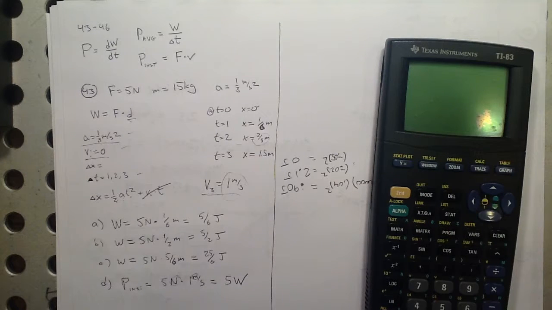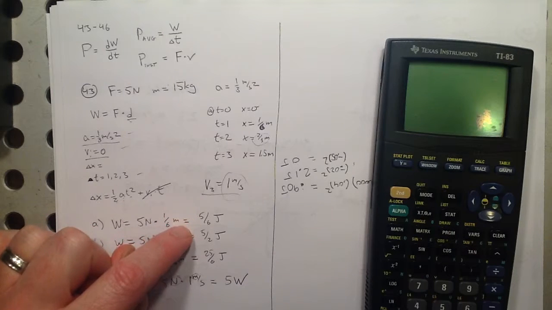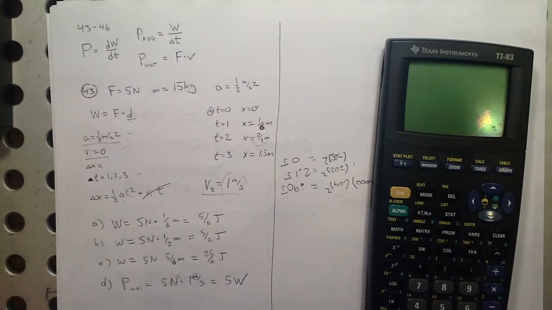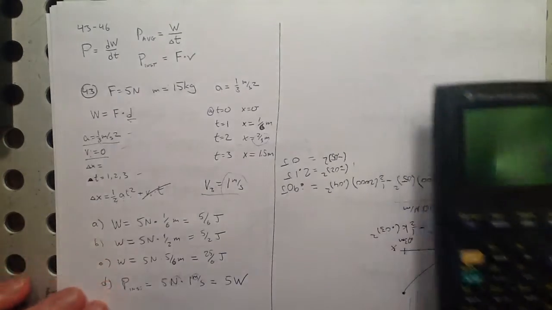I'll just give those answers a quick check. Make sure that we're good there. 43, so we have 5/6, 2.5, 4.2, and 5 watts. Good. Cool. Number 44.